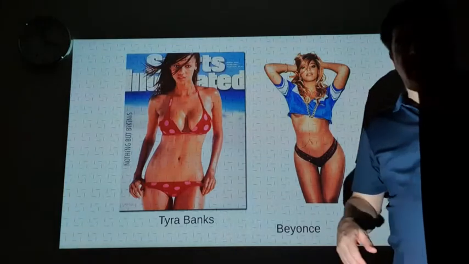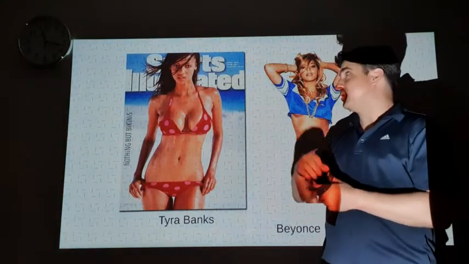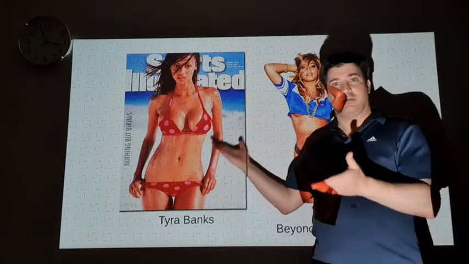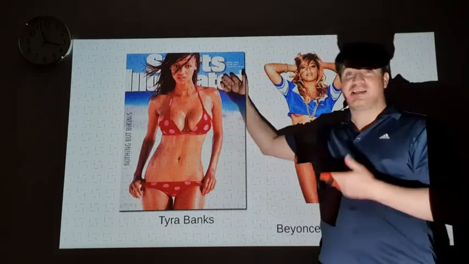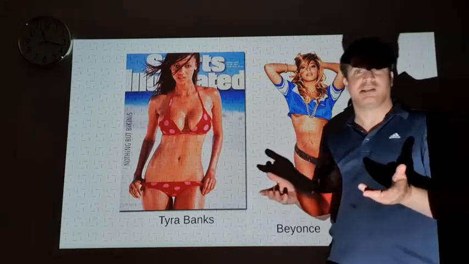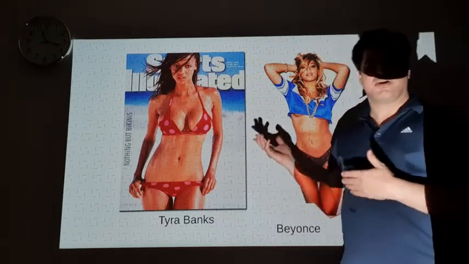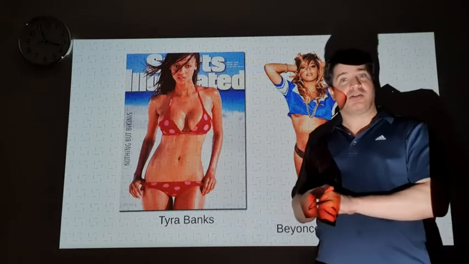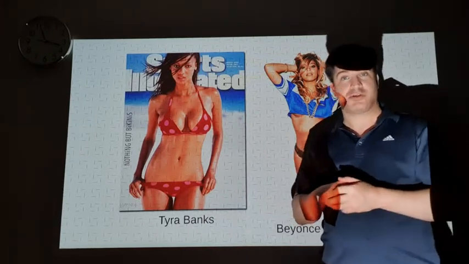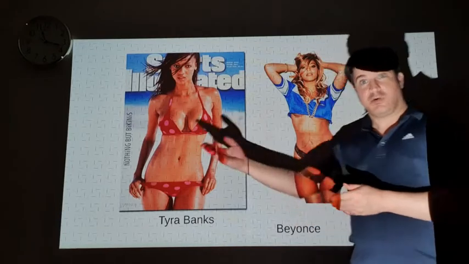Okay, and we're going to wrap up soon. We have Tyra Banks and Beyonce. These are both black models. Tyra Banks is a bikini model. Beyonce, well, she's Beyonce. She's a singer. And how would you compare these two? Who is more talented? Who is more beautiful? Who is sexier? What would you compare them? Okay, so compare these two women.